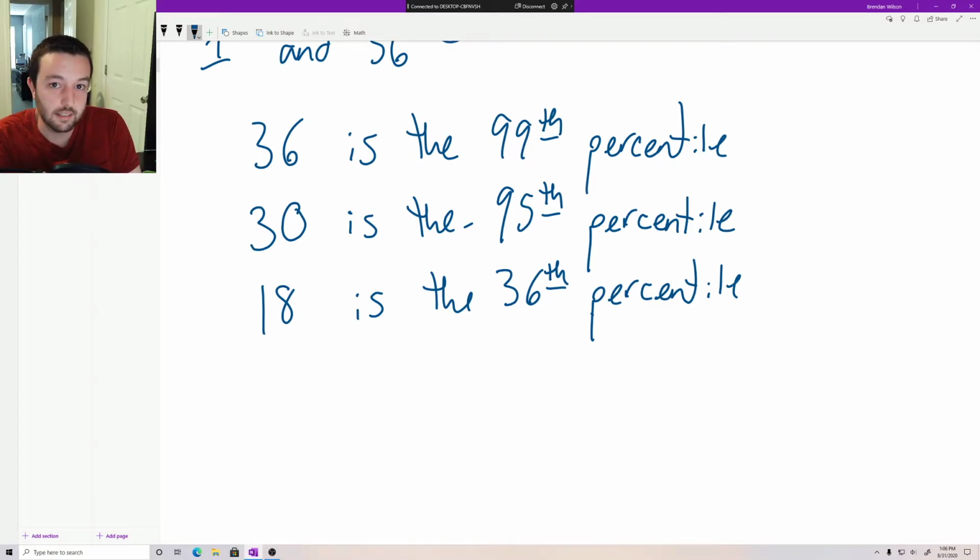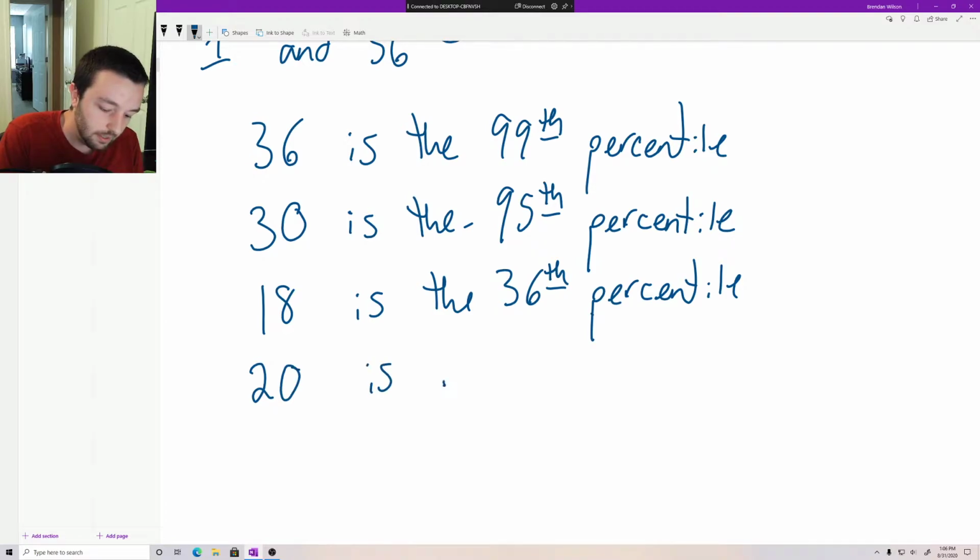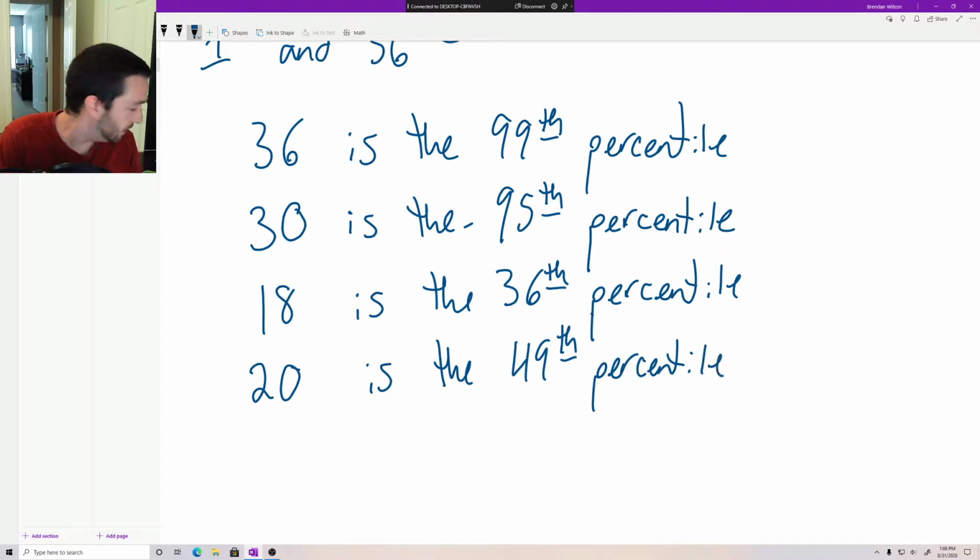So if you get an 18 on the exam, that means that you're doing better or the same as 36% of people. Okay, so it's not actually the halfway point. The distribution is kind of skewed towards the top so that more people are getting higher scores. So what is the halfway point? Well, there's not an exact one, but 20 is the closest. 20 is the 49th percentile. Okay. And then 21 is the 56th percentile.